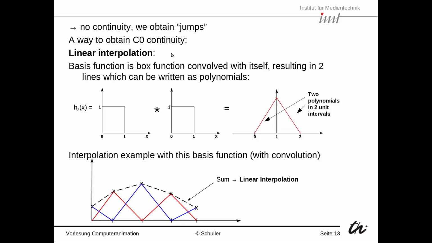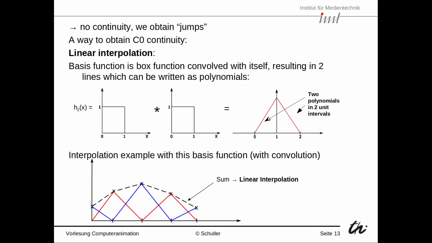So the function itself is continuous, and this is basically the linear interpolation. Right? If we take the box function and convolve it with itself, then we get this triangular function. Right? And you can see here, this covers 2 unit intervals here, from 0 to 1 and from 1 to 2. So it's twice as long as the box function, and that's because of the convolution. And we have this triangular, which means we get 2 polynomials in 2 unit intervals.